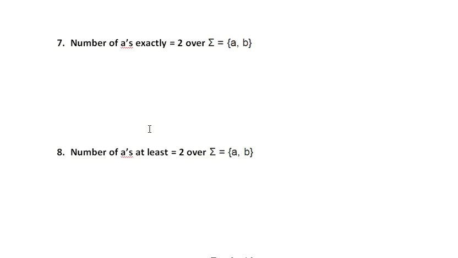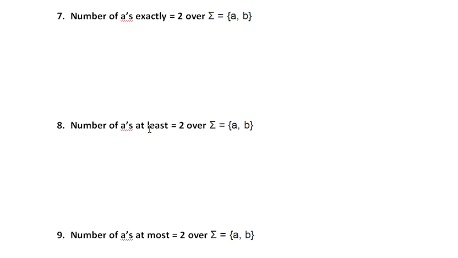Now look into question number 7. Now it starts with the number of A's, number of B's. This kind of question might also come. The question says the number of A's is exactly 2 over {A, B}. So besides writing everything, I will go a little bit fast. Here, what is the concept all about? Here, the number of A's is exactly 2.